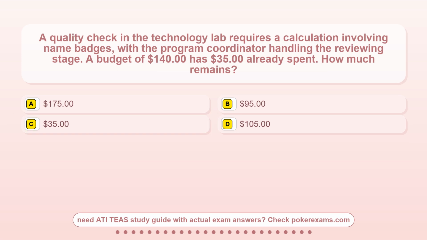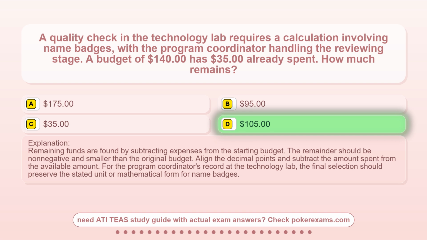A quality check in the technology lab requires a calculation involving name badges, with the program coordinator handling the reviewing stage. A budget of $140 has $35 already spent. How much remains? Option A, $175. Option B, $95. Option C, $35. Option D, $105. The correct answer is option D, $105.